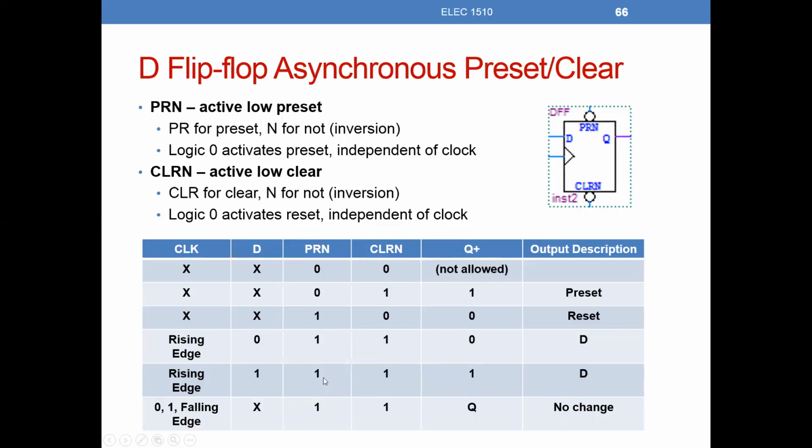Same way here, when preset and reset are both 1s, those signals are not asserted. On the rising edge of the clock, when D is a 1, our output Q plus will be a 1. So Q next is always equal to D. Right? When preset is a 0, Q next is 1. When reset is a 0, Q next is 0. On the falling edge or on any of the levels, we'll just hold our state. So there will be no state change as long as these remain 1s.